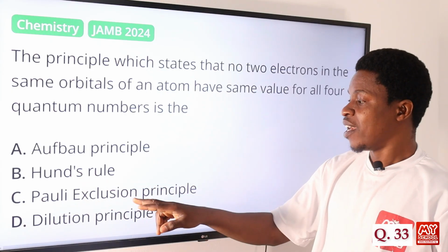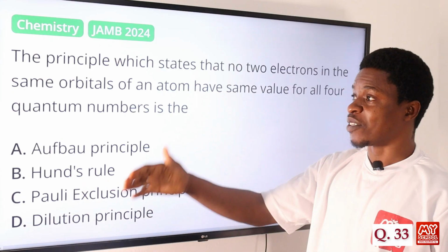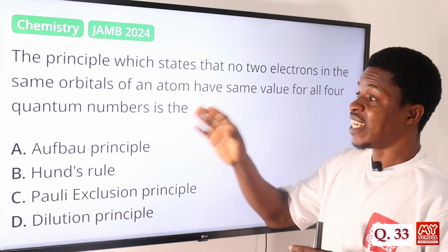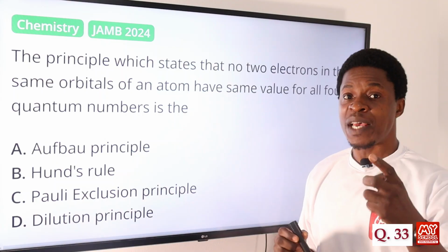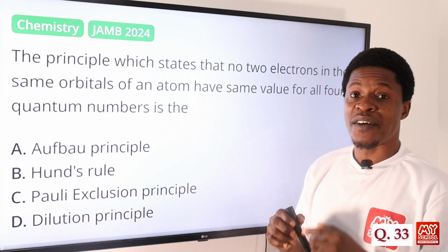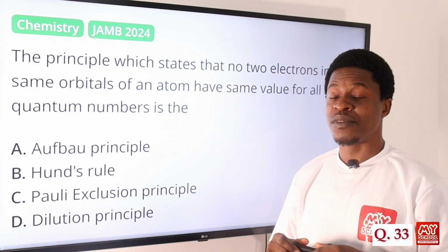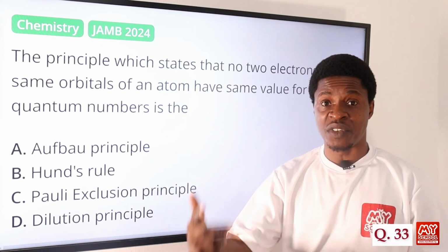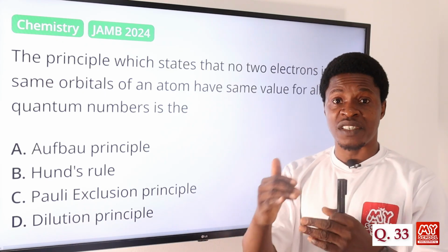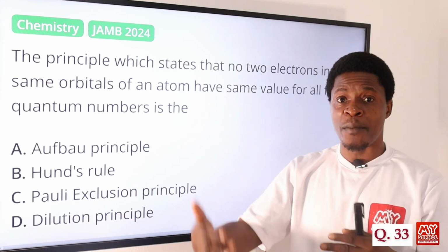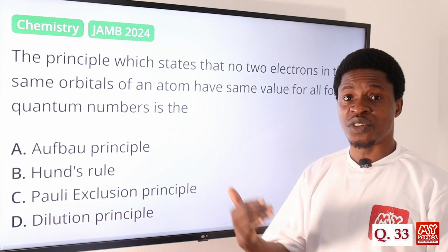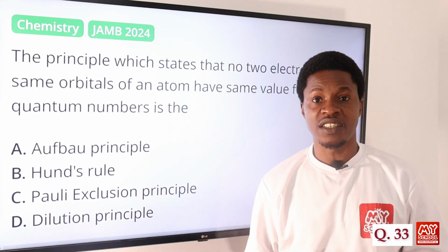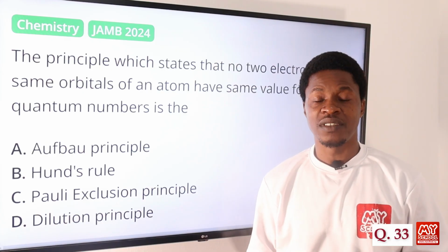The Pauli exclusion principle was the one that actually talked about how no two electrons in the same orbital can have the same value or the same number for all four quantum numbers. And the dilution principle has to do with the concentration of a solution, reducing the concentration, not forming more concentration different from what we have here. So it is not this. The correct answer is option C, Pauli exclusion principle.